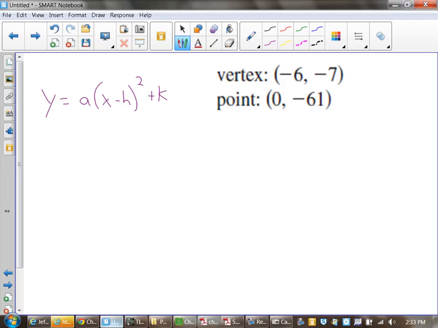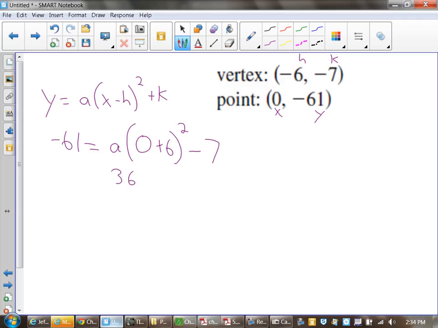Whether it was vertex, intercept, or standard, you had to solve for a, or in standard form, you solve for a, b, and c with the inverse matrix. So here I know that my vertex is my h and k, x and y. Please remember, if you're given those values like that, label them. You're going to accidentally put them in the wrong order. Just label them. So I know that negative 61 is a(0 plus 6) squared minus 7.